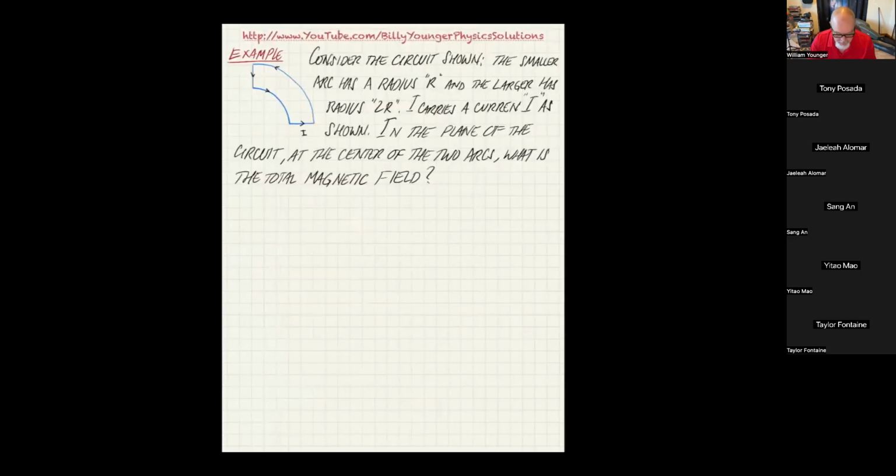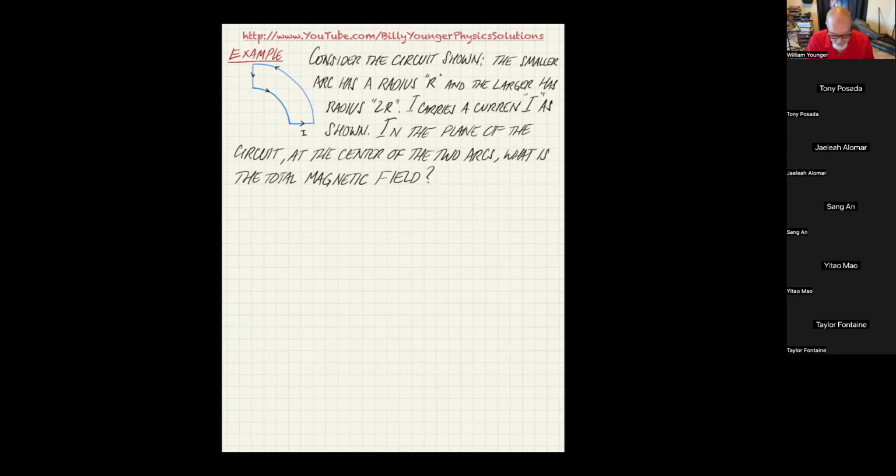This is an example. What we're imagining is a wire lying in the plane of the page. The wire starts at the top left corner. The current goes straight downward, and then it makes an arc of radius r to the right and down, a quarter arc, in other words, a quarter of a circle. Then it hangs a left, and the current goes to the right, and then it hangs a left again, and now it makes an arc of radius 2r.